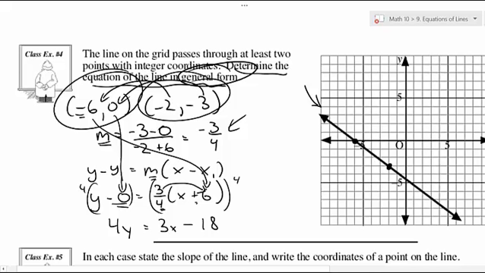Now, I've been asked to put it in general form. So now I've got this 3x, and I want 3x and the 4y to be at the same side. And this is a negative 3x. So why don't I just add 3x to both sides? Now I've got 3x plus 4y plus 18 equals 0, and that's my answer.